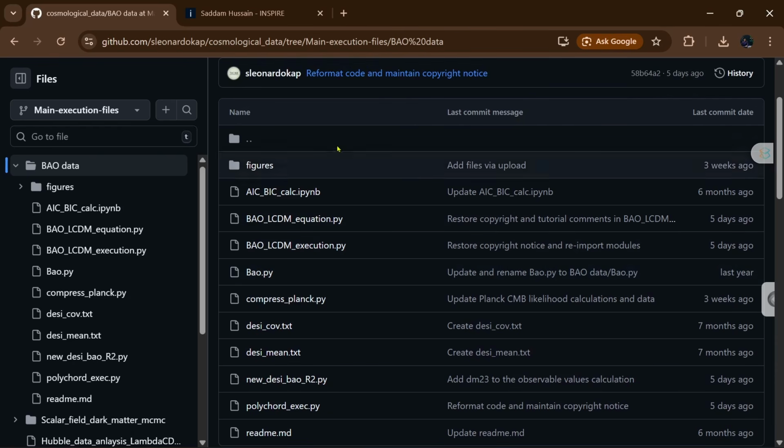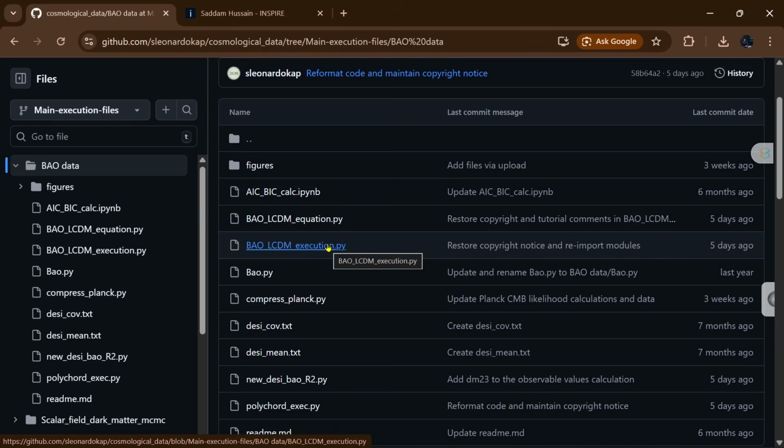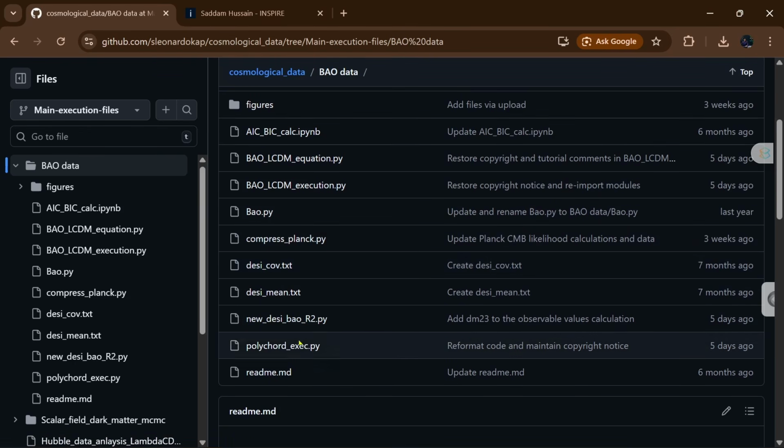All right, and here is the Jupyter notebook for calculating AIC and BIC. Here is the execution file. If you want to use the emcee sampler, then you can use this file. PolyChord is very advanced. If you want to use a scalar field and all these things, then you have to use PolyChord, because PolyChord uses nested sampling. There is slicing, hyper slicing.